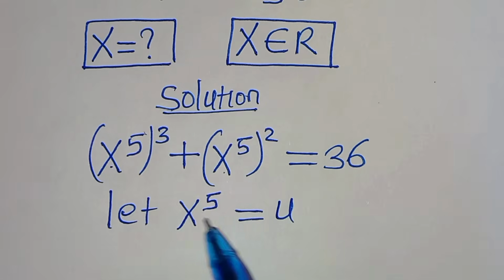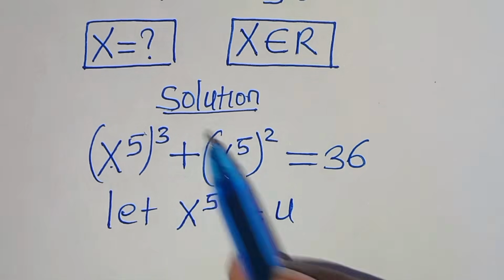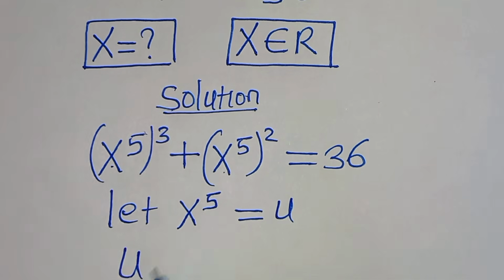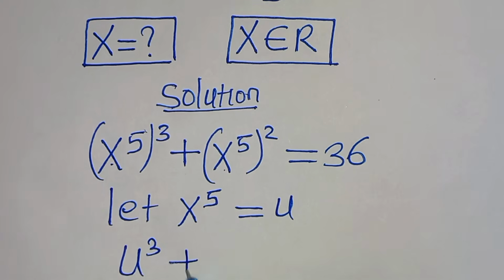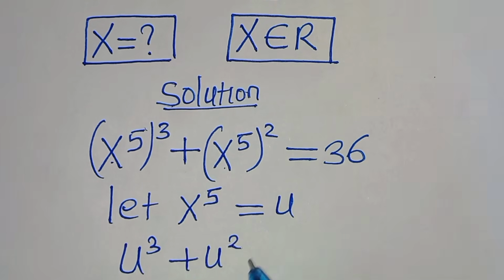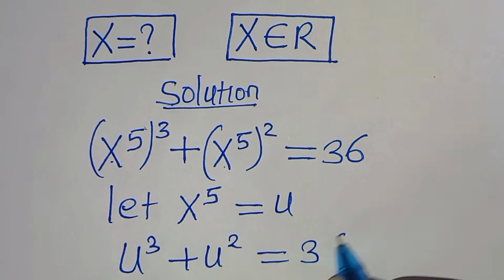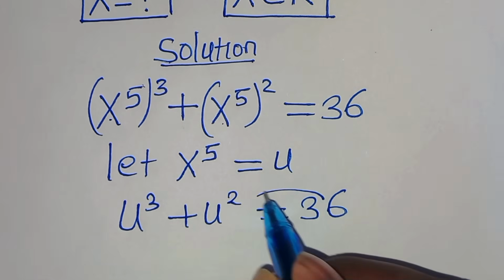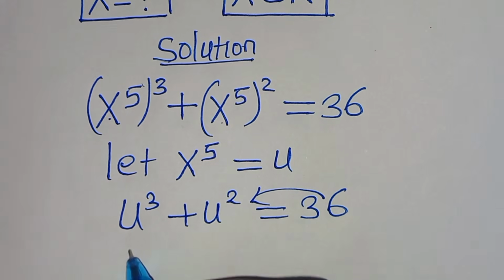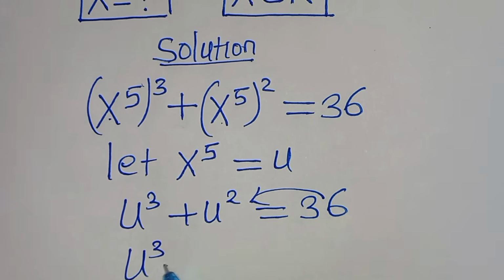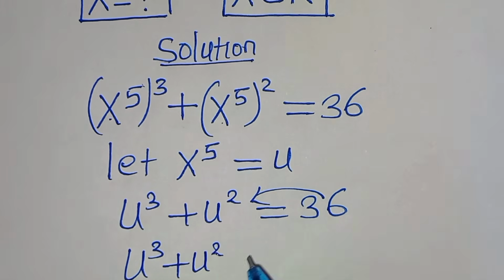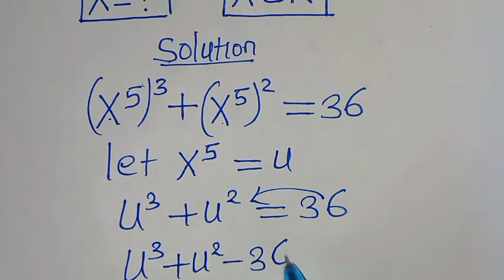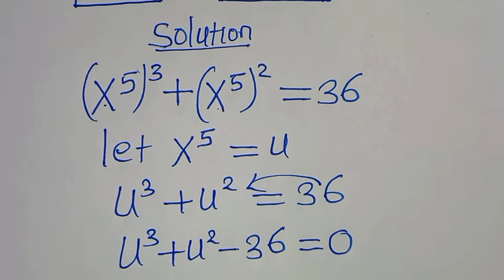So let's substitute u where we have x to the power of 5, so that now we have u to the power of 3, then plus u to the power of 2. This is equal to 36. Now the next step from here, let's take 36 on the left hand side, so that now we have u to the power of 3 plus u to the power of 2 minus 36. This is equal to 0.